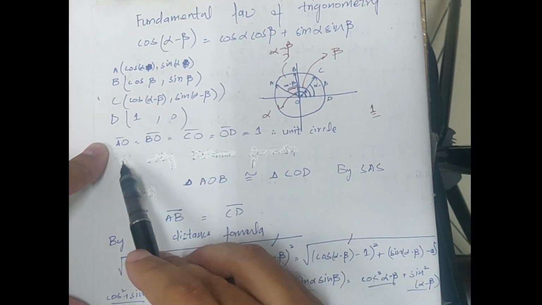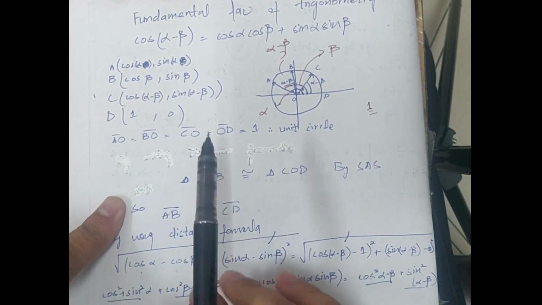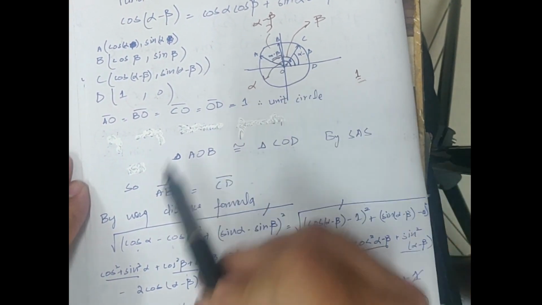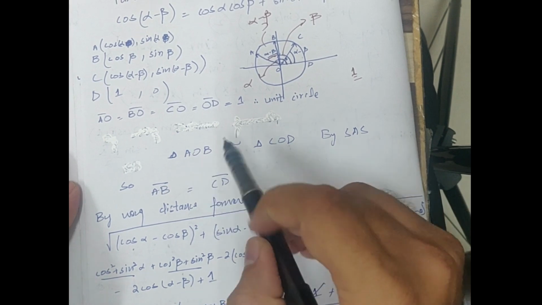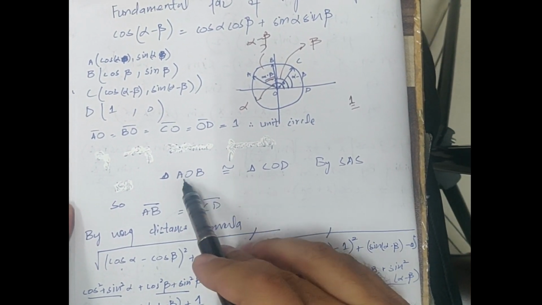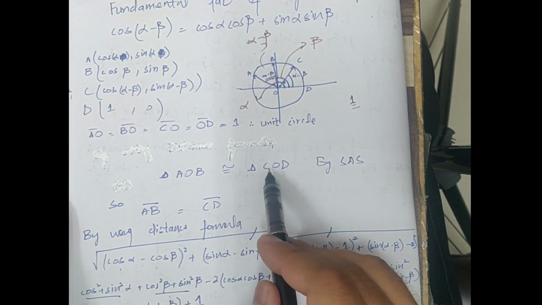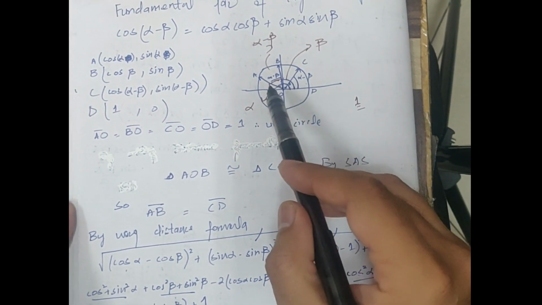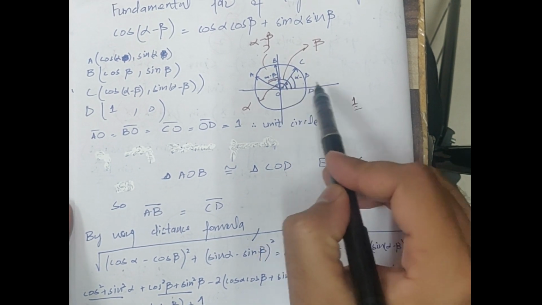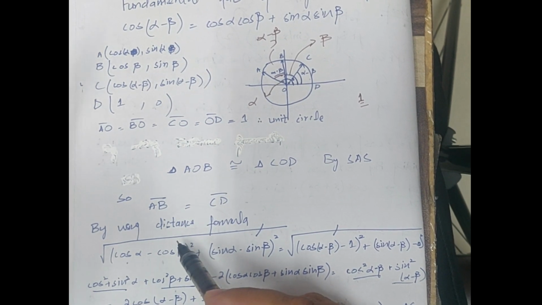Now, as I have already explained, this is a unit circle, so AO, BO, CO and OD are all equal to 1, and all are equal to each other. Now we can see that there are two triangles in this diagram: triangle AOB and another triangle COD. We know that OA is equal to OB is equal to OC is equal to OD, so there are two triangles which have two sides equal.